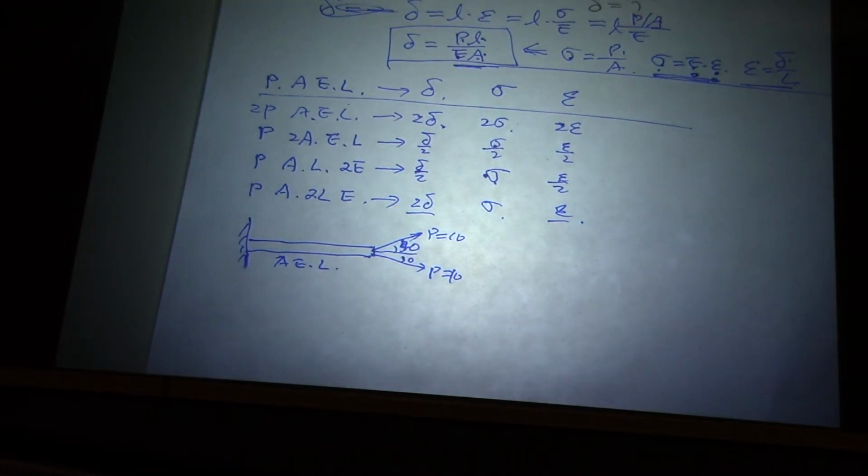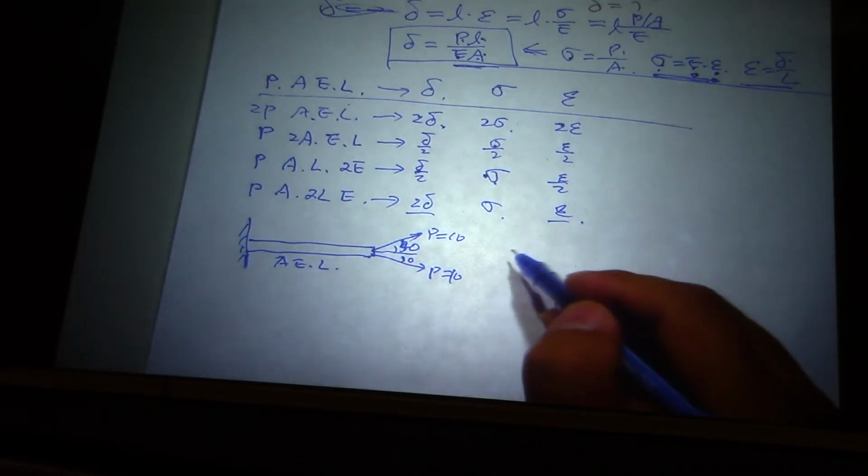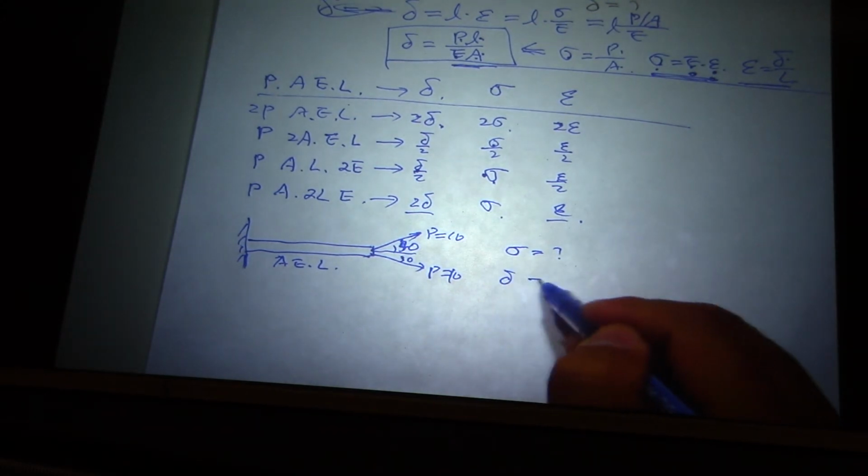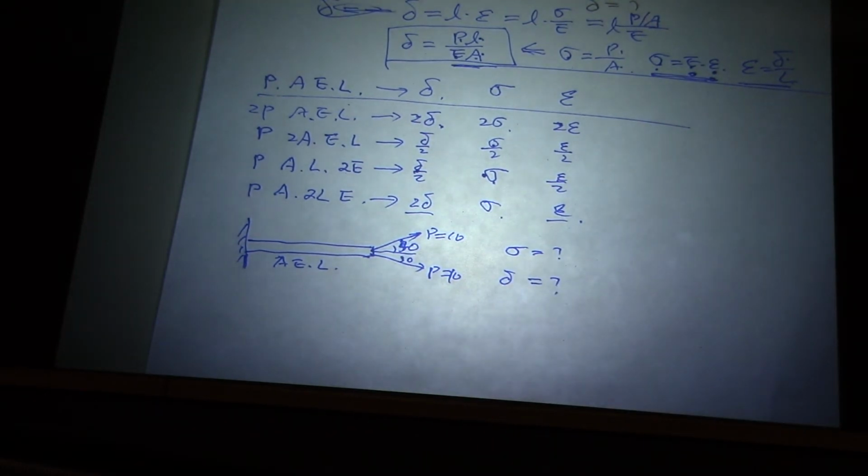Now, my question will be, if I have this bar here and I apply these two loads. In real life, this happens, someone pulling a bar. So if I apply these two loads, each equal to 10 Newton here, what's the stress in this bar? What's the elongation of this bar? I'd say stress is going to be 2 times P times the sine of 30 degrees.